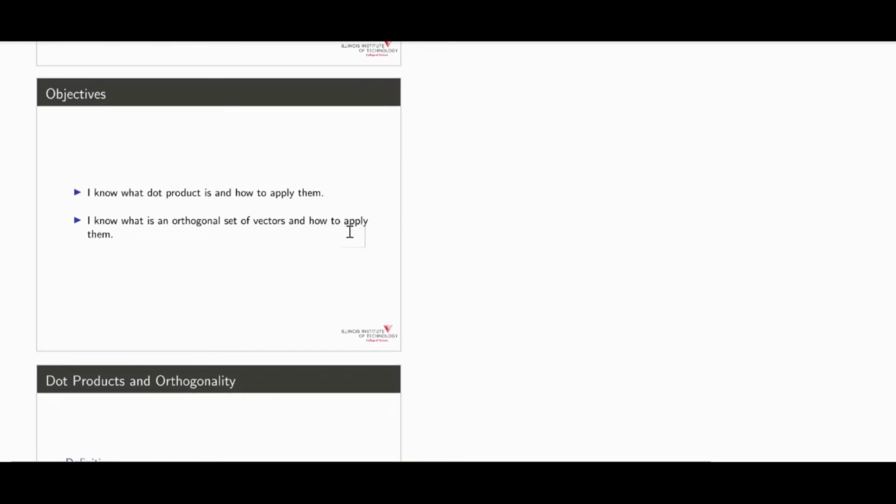All right, so we are in section 3.2 and also 3.3, which is on dot products and orthogonality. At the end of the video, you should know what the dot product is and how to apply it. And you should know what an orthogonal set of vectors is and how to apply all these concepts. All right, so let's begin with the definitions.